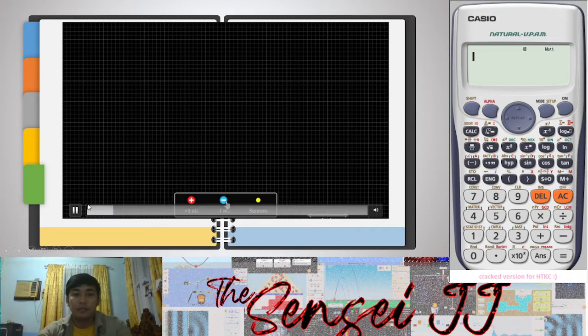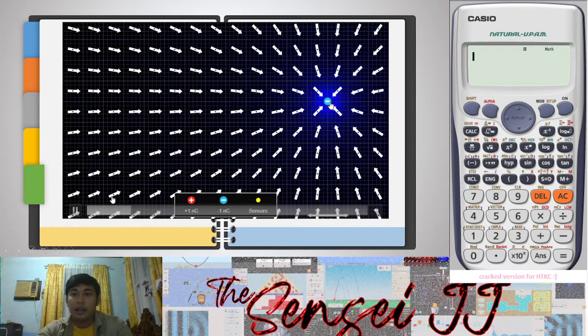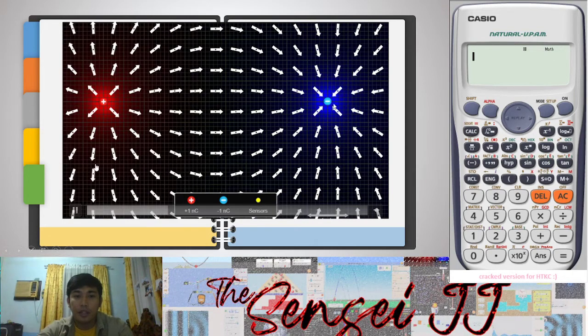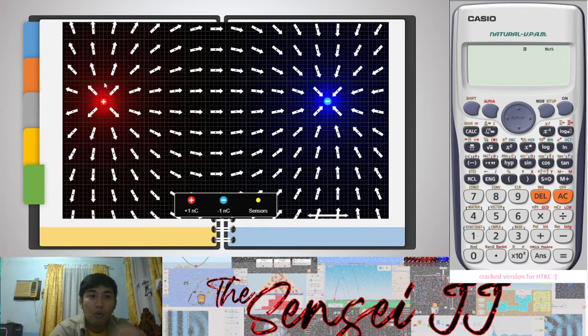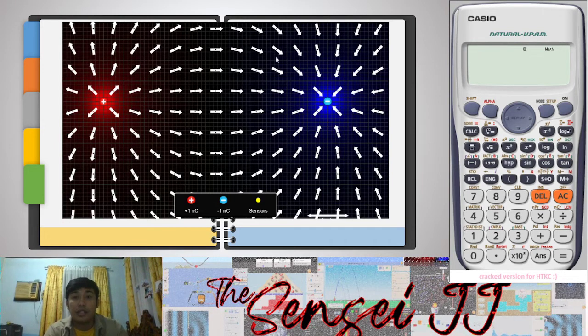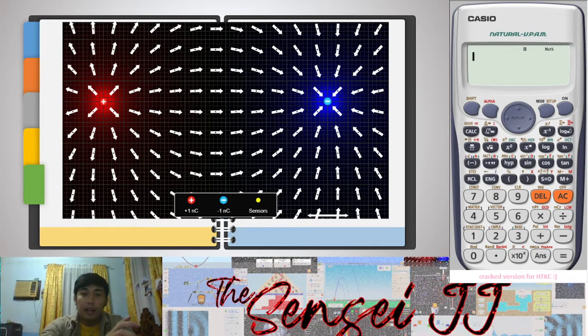Let's watch it again. So that is the negative charge, and another one is when a positive particle is placed, you can see that the direction is going out. There is an arrow moving from the positive going to the negative. That doesn't mean that the positive charge is repelling. It's just that the direction is away from it, and the negative particle is the one that's attracting the direction.